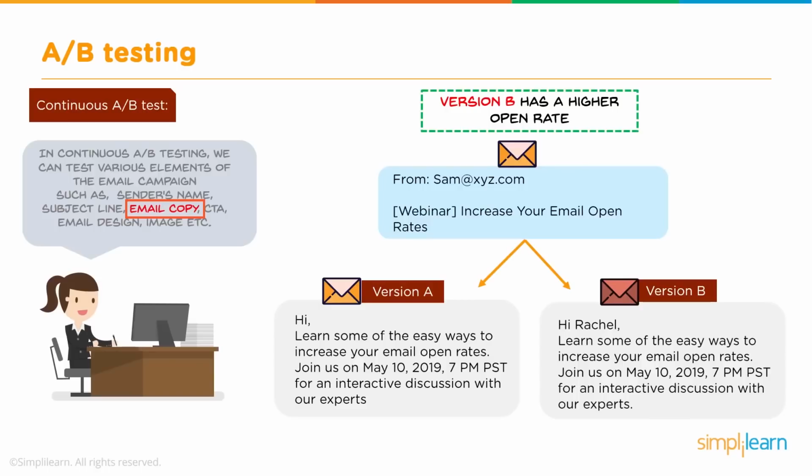So for example, the email copy. So learn some easy ways to increase your email open rates. Join us on May 10th, 2019, 7 p.m. for an interactive discussion with our experts. Well, version B is more personalized. It's the same message, but we're actually addressing someone specific, in this case, Rachel.